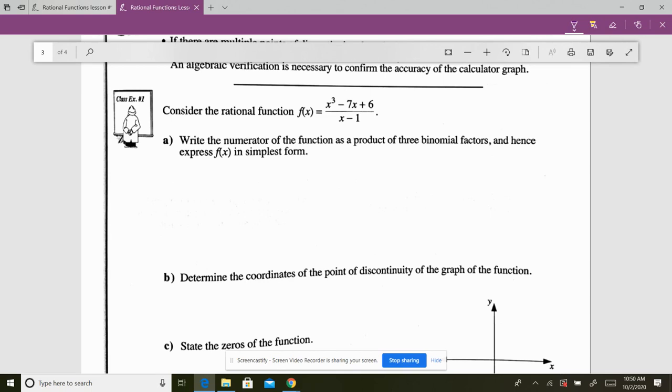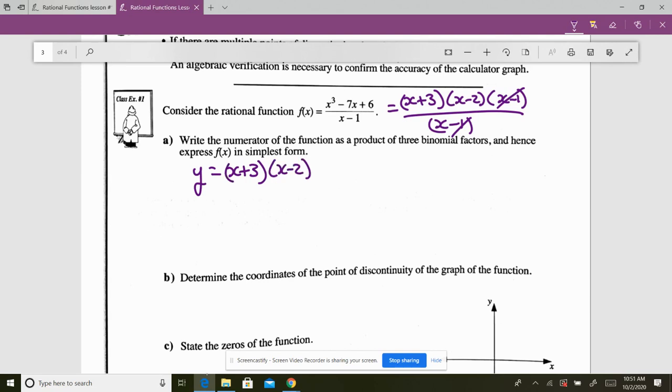Now, normally I would have you factor the cubic because we know how to do that now, but I'm just going to give you the factored form right now. So that factors to (x plus 3)(x minus 2)(x minus 1). There's the factored form at the top. What cancels? The x minus 1s. So now I'm left with y is equal to (x plus 3)(x minus 2).